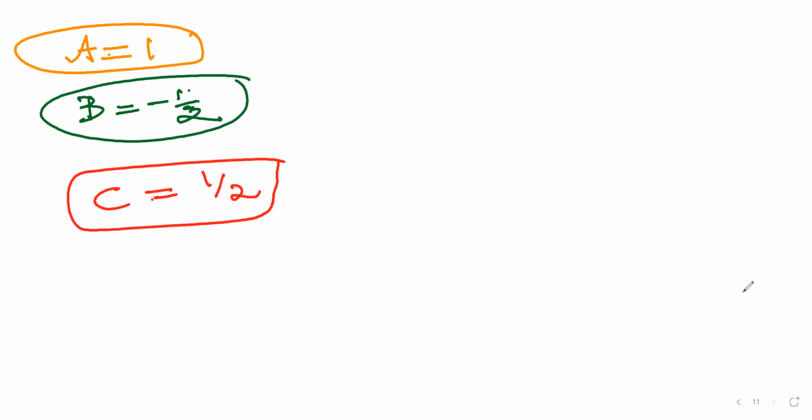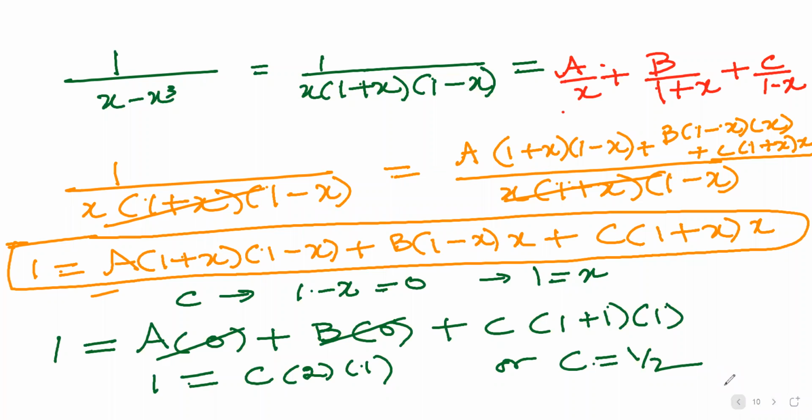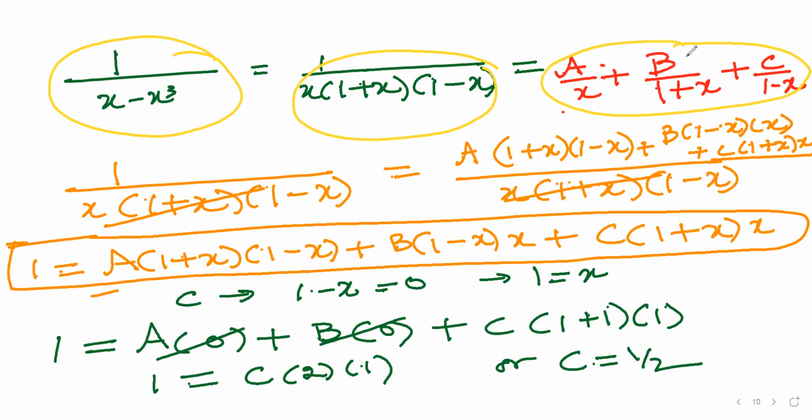Now go a little back and see what's there in my integrand. The integrand was 1 over x minus x cube, isn't it? I'm putting a highlighter there in yellow. This was my integrand, right? And I wrote it in this form: a by x plus b by 1 plus x plus c by 1 minus x. So we'll have to go with that now.